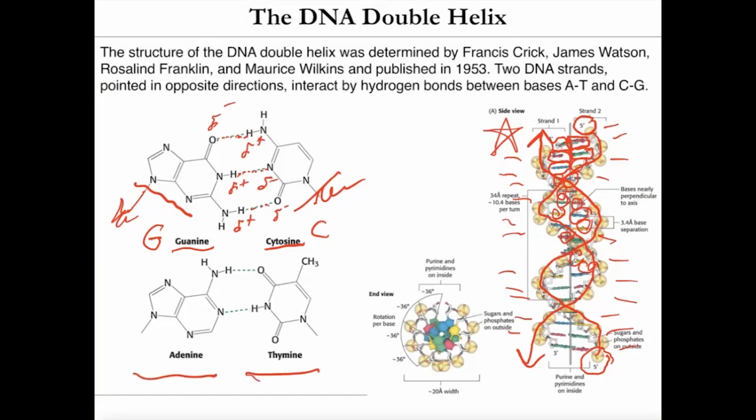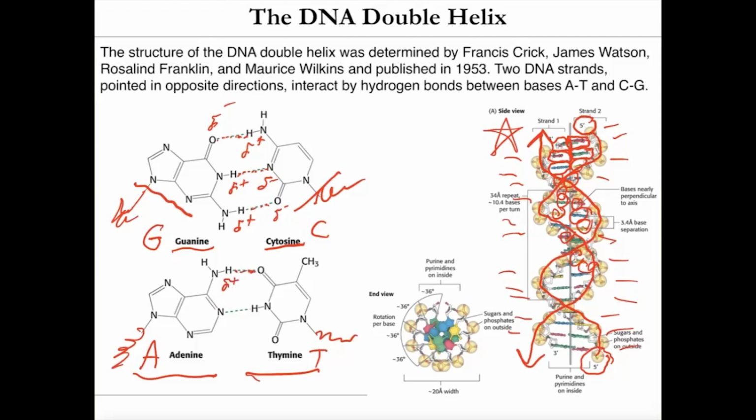The same with A and T. So A, adenine, and T, thymine, which is only in DNA, not RNA. They'll be attached to the strand right here. And then adenine will form a hydrogen bond here.